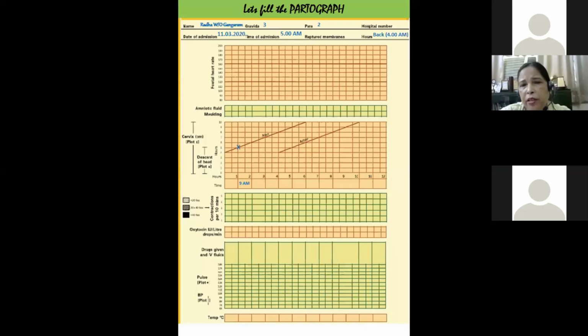So is it okay? The wife, Radha, wife of Gangaram. So the patient's particulars, they have filled on the topmost part that carries the general information. Then the fetal heart they are showing with the cross.